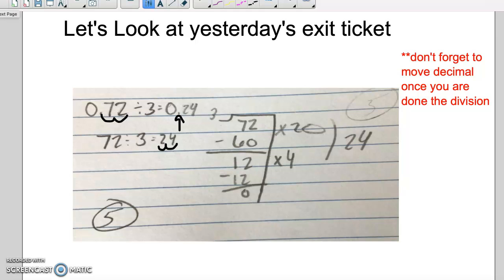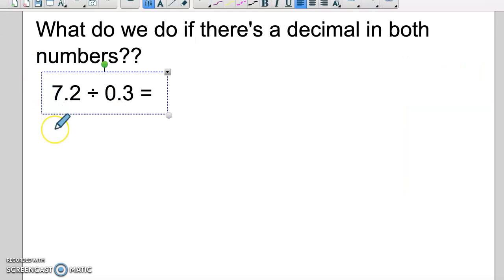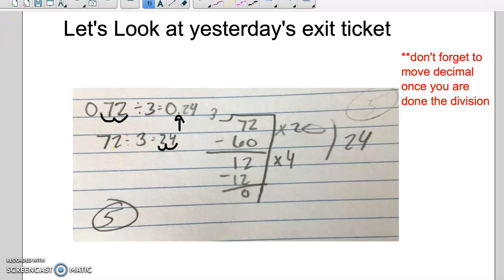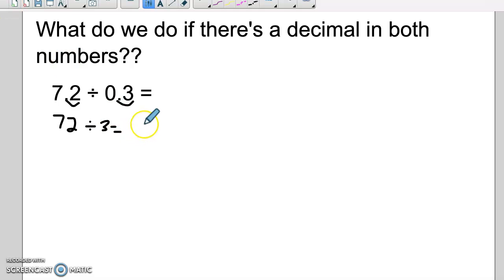So if we jump into today's lesson, what do we do if there's a decimal in both numbers, right? So for this one, we again just have to move it out. So then it would turn into 72 divided by 3. I'm not going to do that division again just because it's right here, okay? So 72 divided by 3 is 24.